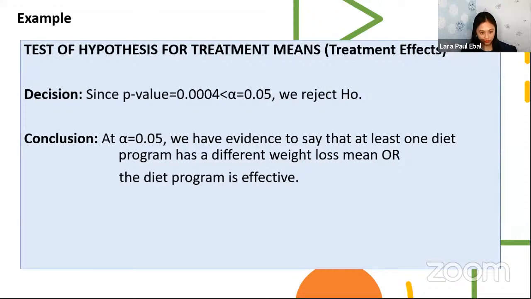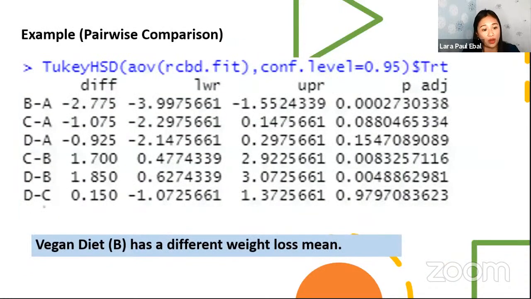Then the conclusion: we have sufficient evidence to say that at least one diet program has a different weight loss mean, or the diet program is effective. It's effective because, again, we reject the HO because of the p-value that is less than 0.05. Now, as in the previous discussion, if the test of treatments is significant, or we found out that there is a difference in the means, we can now proceed to pairwise comparison.